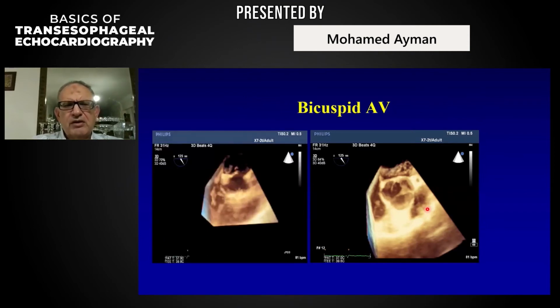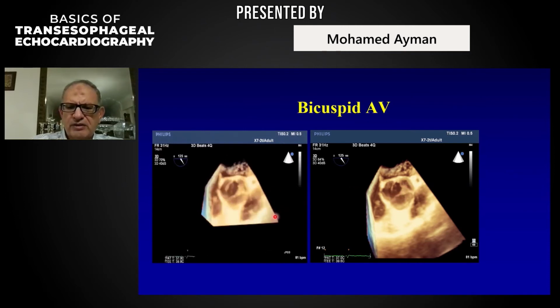This is a 3D echo by using a 3D TEE. As you can see here, this is a bicuspid valve. We have an oval-shaped opening here during systole, and this is the raphe. And this is a bicuspid aortic valve.